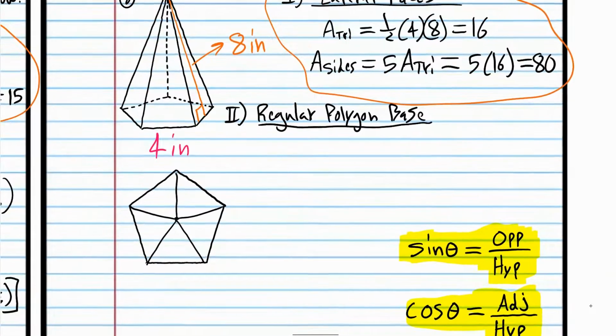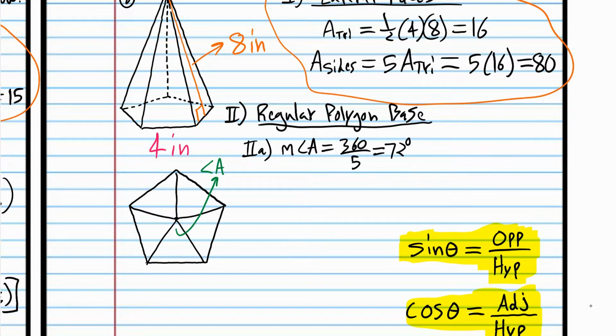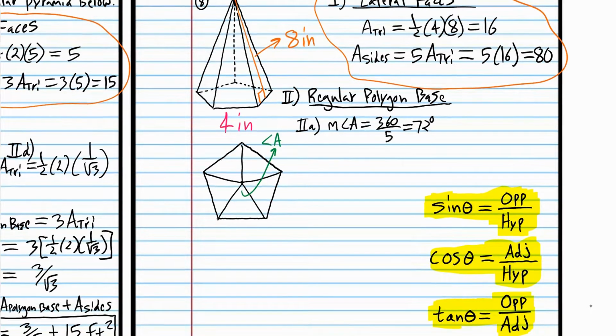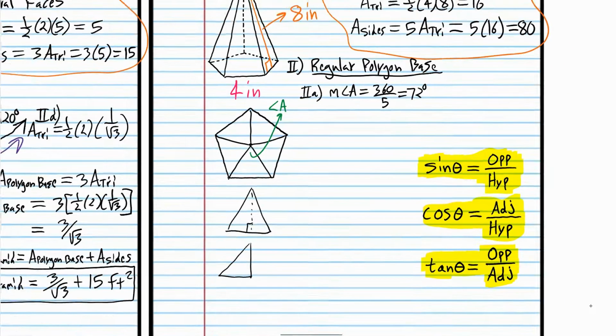And same situation, same thing we did before. You're going to find this angle by taking 360 and dividing. So we have 2A. The measure of angle A is equal to 360 divided by 5, which is 72 degrees. And we're going to take out one of those triangles as usual and drop down an altitude. Then take out that left triangle.